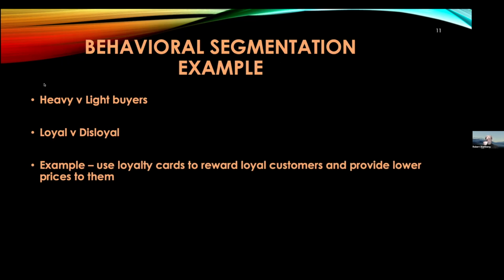And then the last, and I mentioned this a few minutes ago, is behavioral segmentation. One very simple way to think about it is heavy, light users, or heavy, light and non-users. I'll give an example in a minute. Loyal or disloyal. The use of loyalty cards to reward loyal customers and provide lower prices to them. If you use an American Express Platinum card, then that card, in terms of you use it for certain purposes, but you also get certain benefits. And so it's linked to both benefit segmentation and behavioral segmentation.